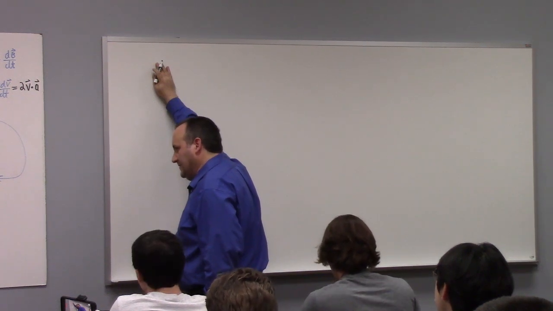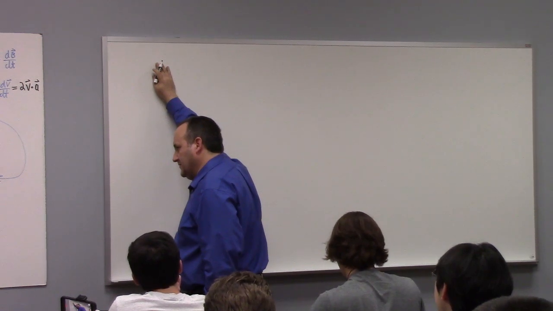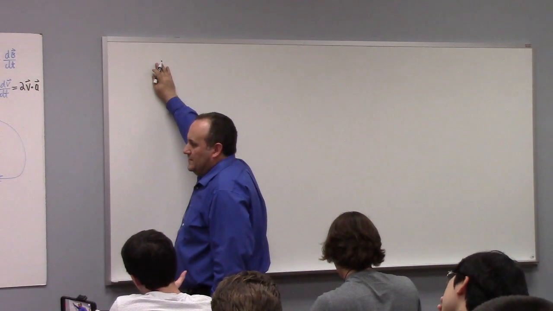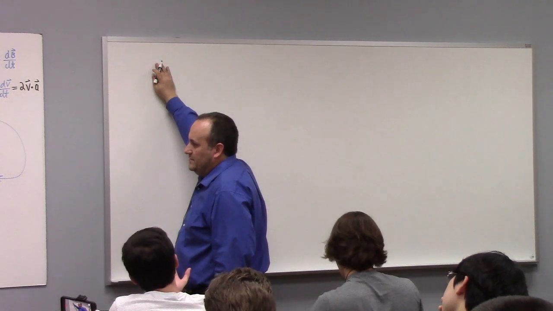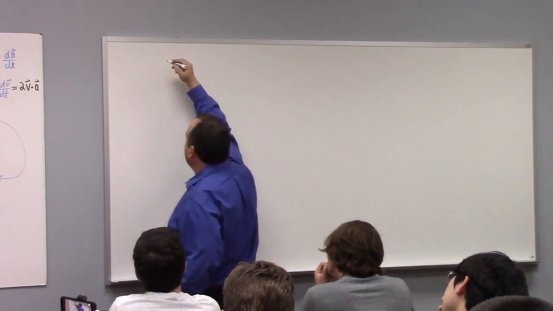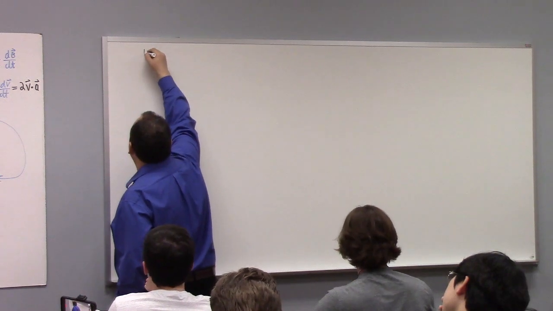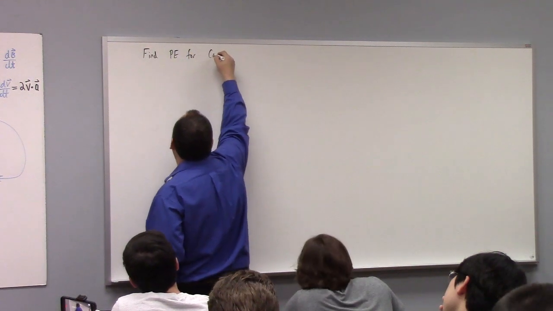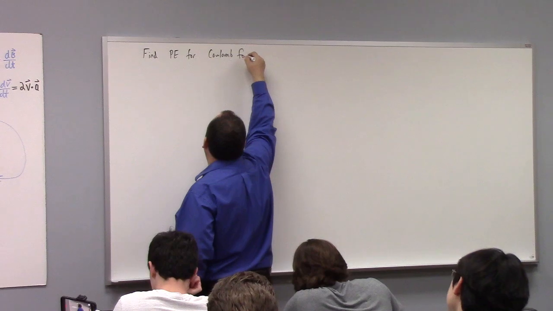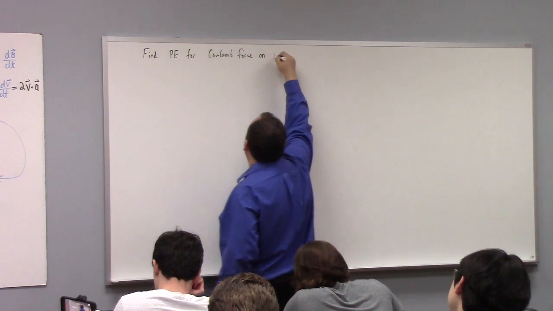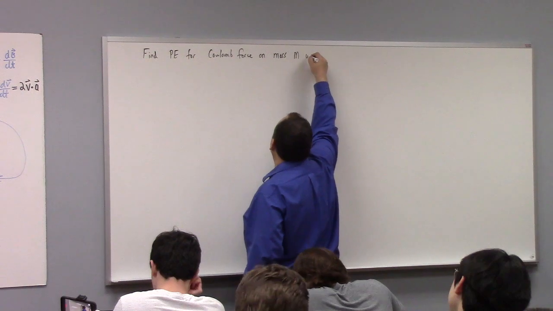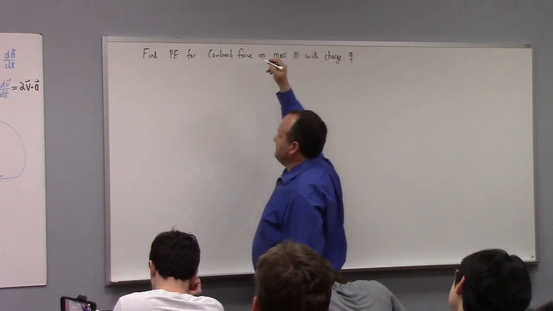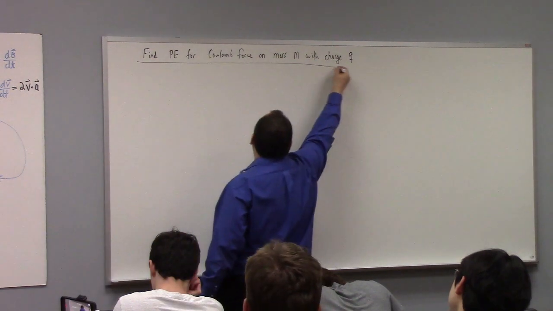There's just something funny about the potential energy for the Coulomb force that doesn't quite allow the direct calculation that I'd like to do for you. I guess I can, but let me be specific. Let's calculate the potential energy for the Coulomb force on mass m with charge q.